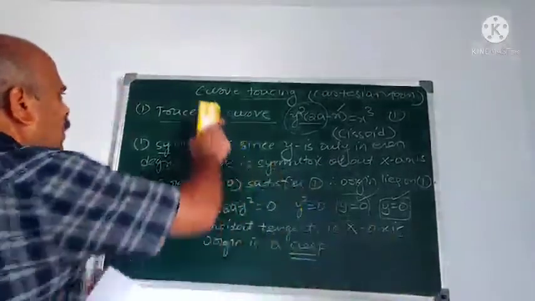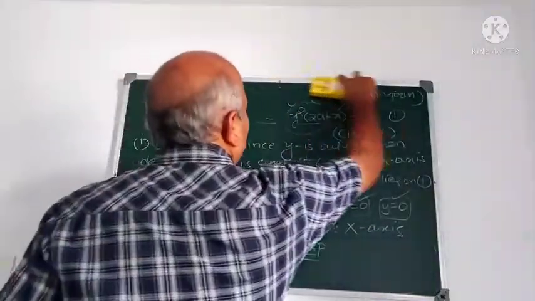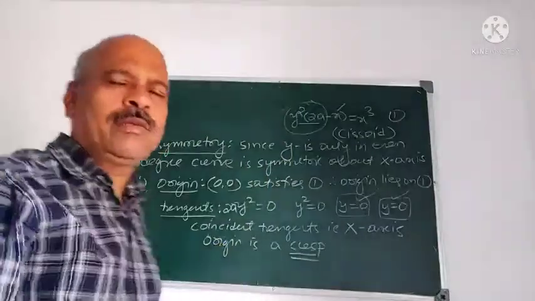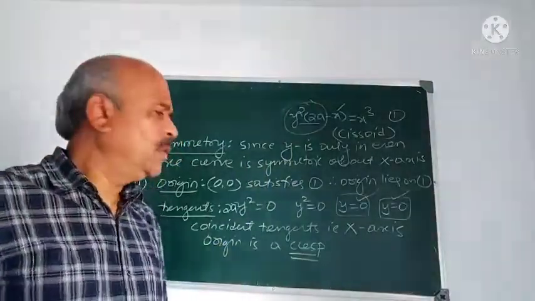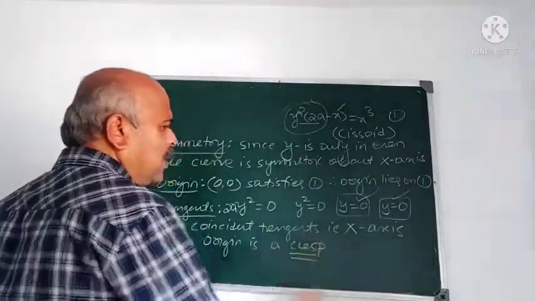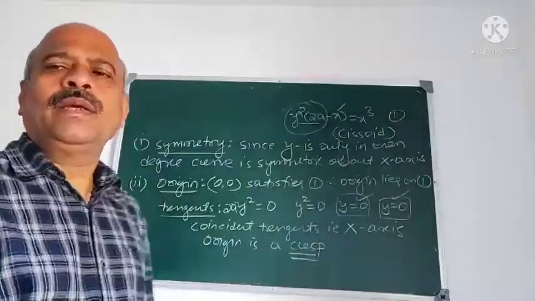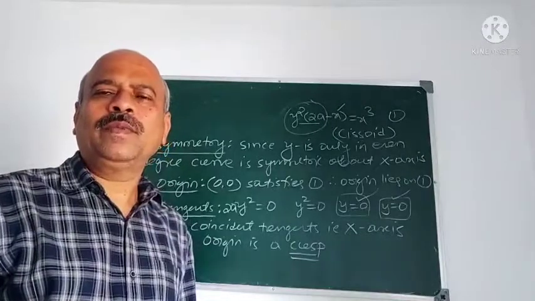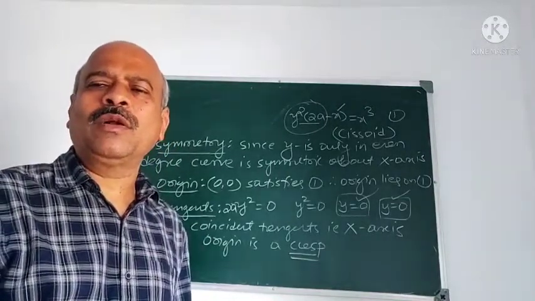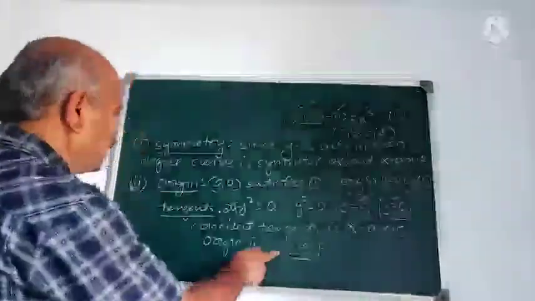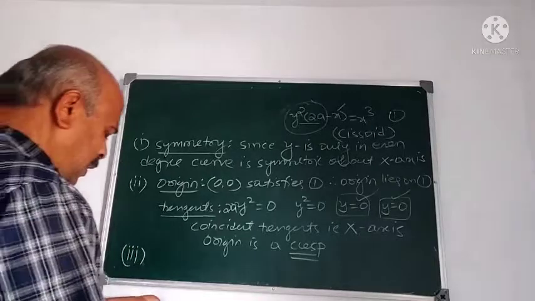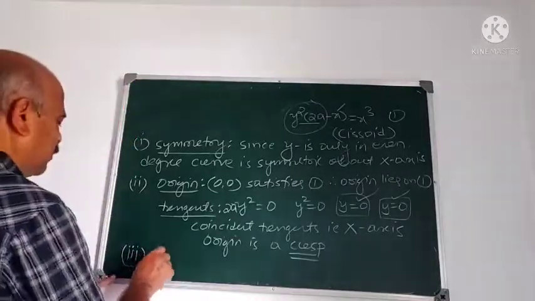I explained the different nature of the double points. A double point may be a cusp or a node. When the tangents are coincident, it is called a cusp. If two separate tangents are there, then that double point is called a node. But origin is a cusp here. This is the third one. And third is intersection.